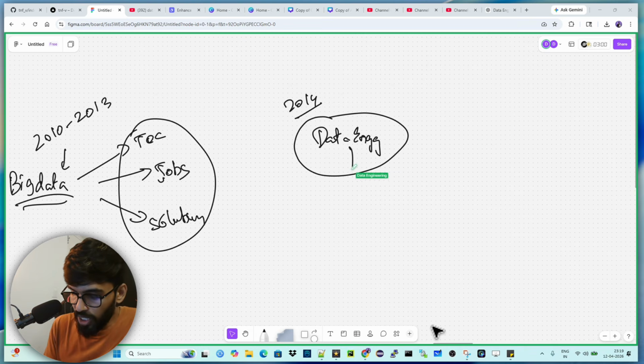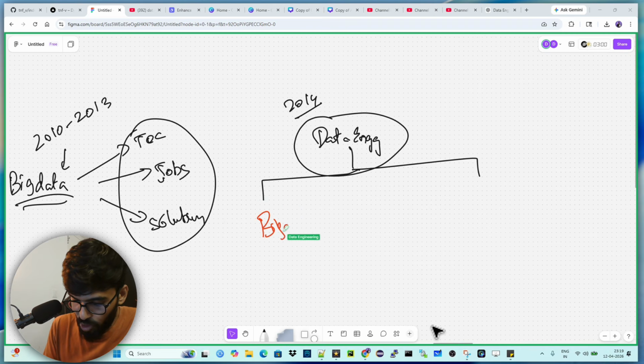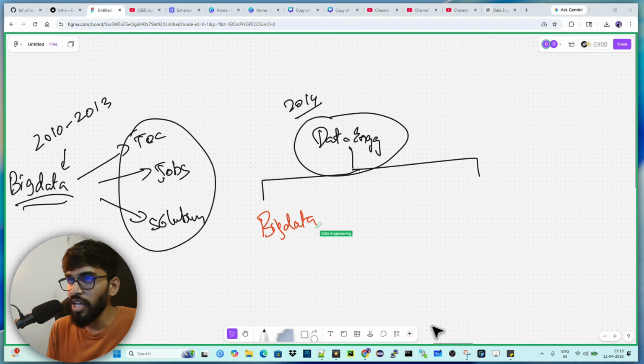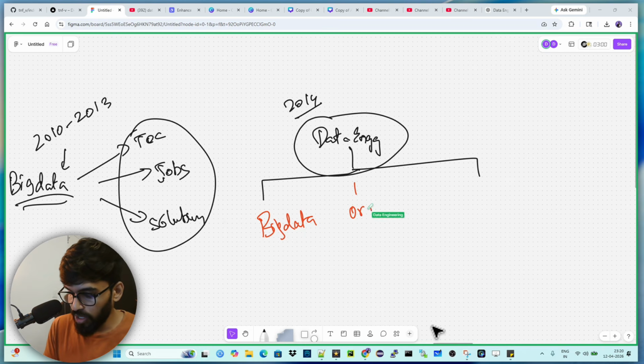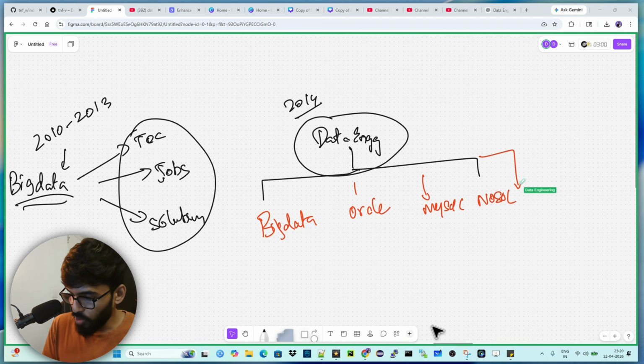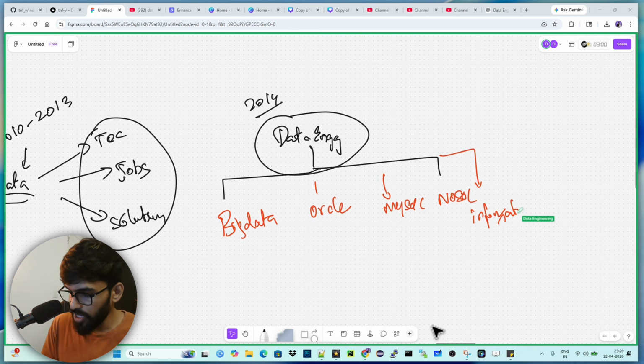Data engineering has so many domains, and one such important domain under data engineering is big data. Similarly, if you work on any data related technologies other than big data, you can still call yourself a data engineer. For example, you work in Oracle, or MySQL, or you work in NoSQL modern databases, or you work in Informatica. Informatica is an ETL tool.